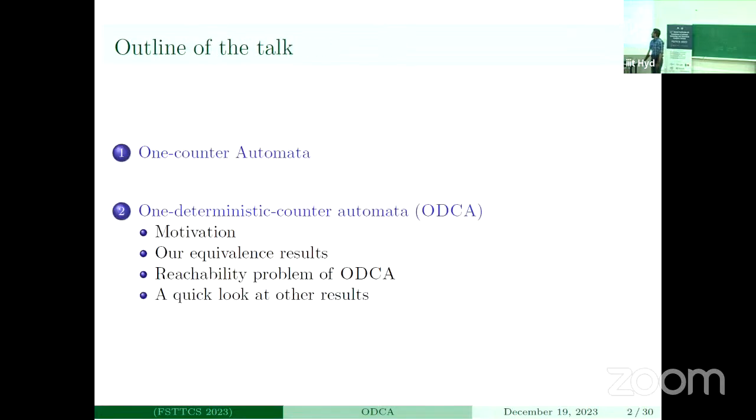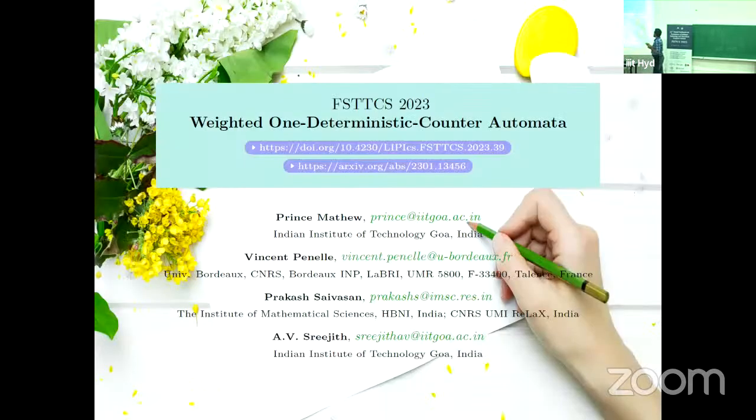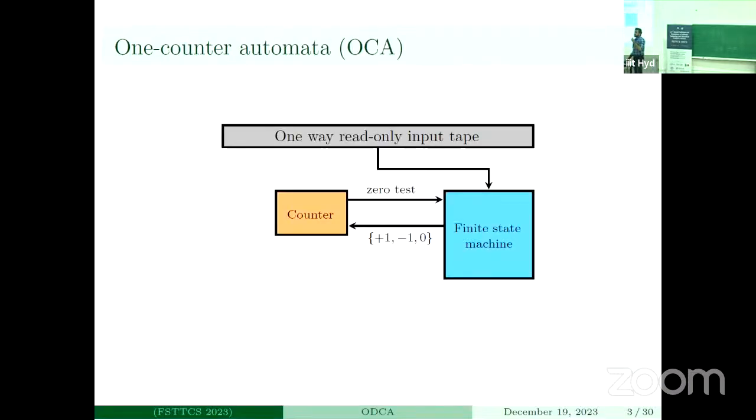This is the outline of the talk. First, we'll recollect what one counter automata is, and then we'll introduce the model called one deterministic counter automata. We'll look at the motivation, and take a look at an example to understand this model better. We will then take a quick look at our equivalence results, and also look at a reachability problem for ODCA, which is at the heart of solving the equivalence. We'll also take a quick look at what is a one counter automata?